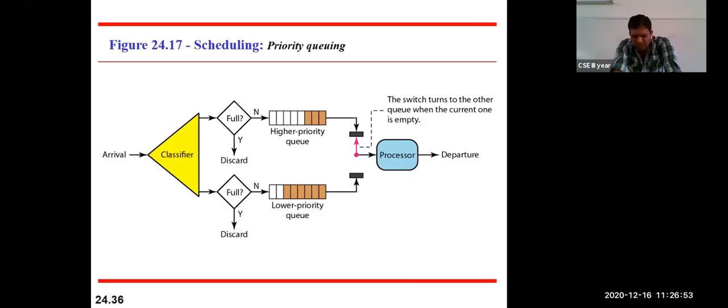Then a priority queuing. What is the difference between your FIFO CPU scheduling algorithm and priority scheduling algorithm? Whichever process has arrived first is scheduled first in FIFO. Is it the same thing in priority? No. Whichever process has high priority is processed first.